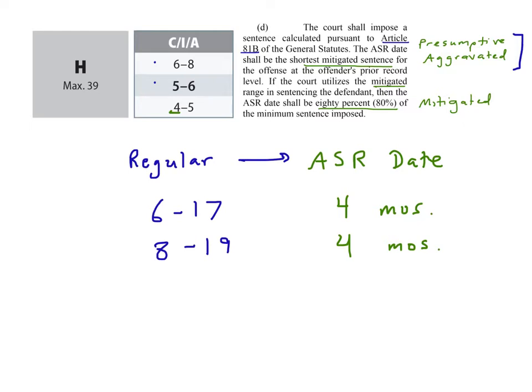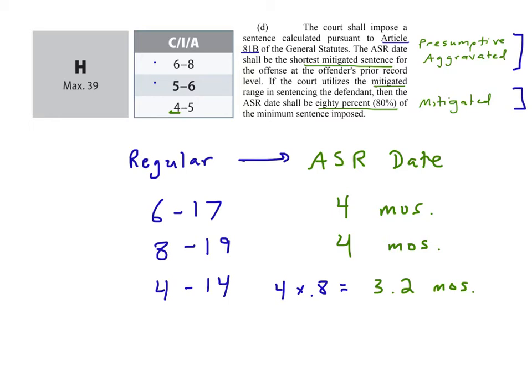Now, if the regular sentence comes from the mitigated range, let's say the defendant got a regular sentence of 4 to 14 months, that's when the rule kicks in that you have to do a little bit of math. The ASR date is 80% of the minimum sentence that was imposed. So the 4-month imposed minimum times 0.8 equals an ASR date of 3.2 months. And there's no rounding provision in the law, so I think that's what the clerk would write on the judgment.